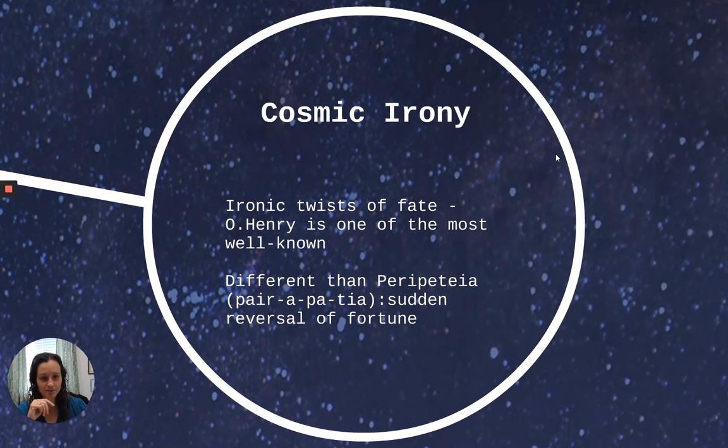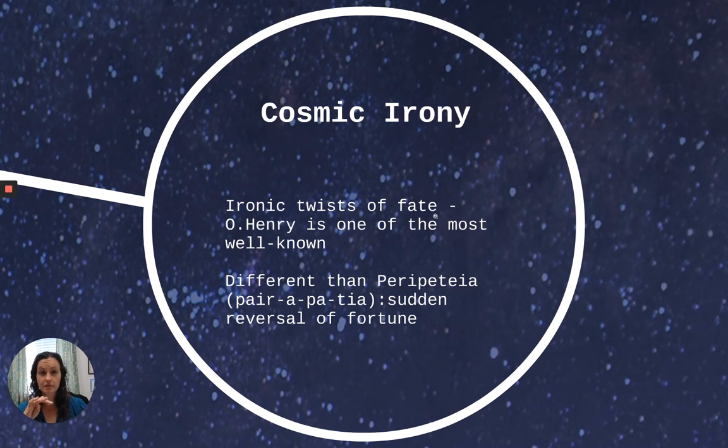This is different than peripeteia because that's a sudden reversal of fortune, whereas irony or cosmic irony is ironic that it happened. So then there is some disparity between what should have happened, what we all thought would happen, and what does happen at the end of the story. So typically peripeteia does not happen at the very end of the story. Usually we see it at the beginning or the middle.